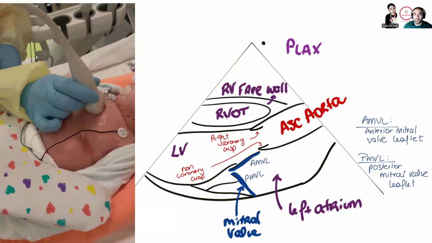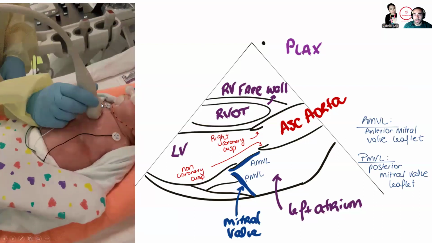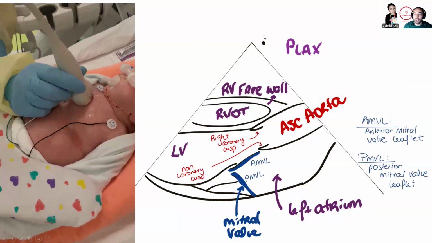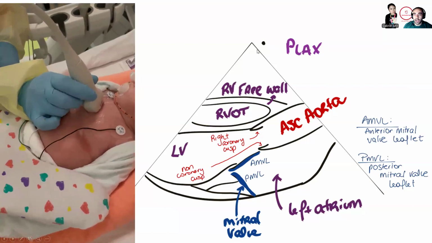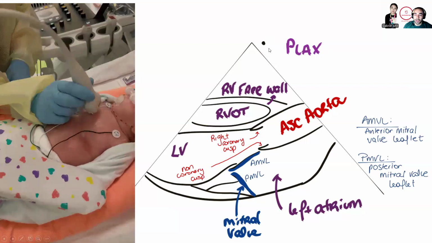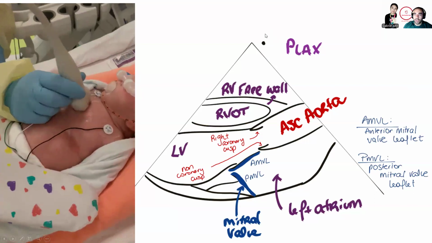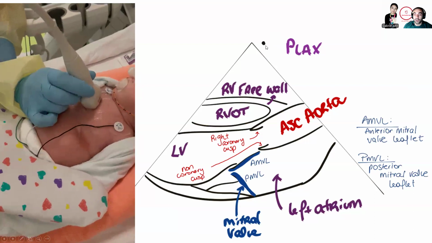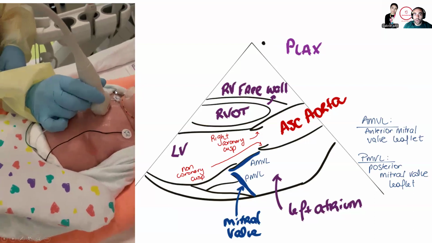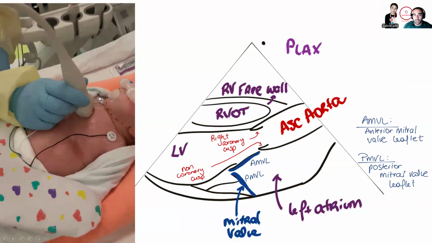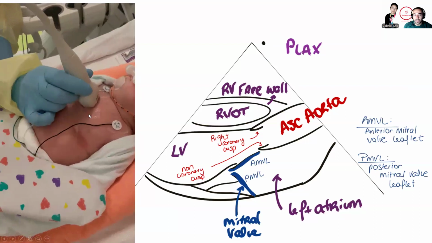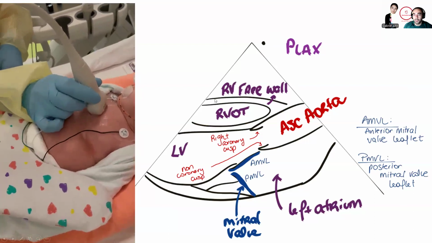Typically, for this particular view, the marker is towards the right side of the patient. By convention in the targeted neonatal echo world, the marker will appear on the right side of the screen. So whatever is towards here will appear here, and whatever is towards here will appear here.